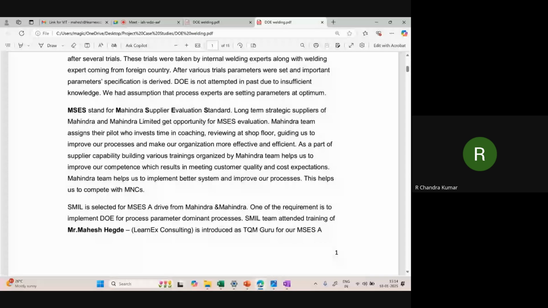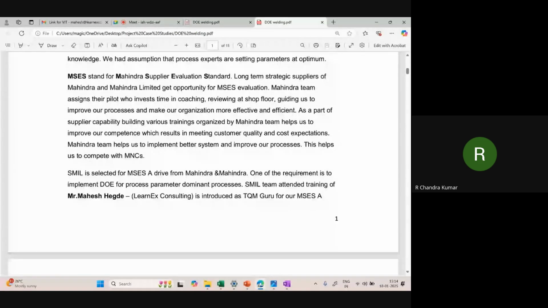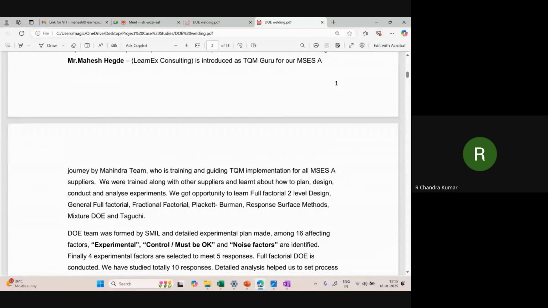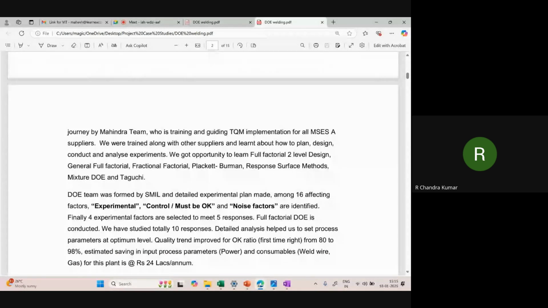And these people who came, they said, no, we don't need DOE. We are already setting the parameters, and our European person is coming and setting the parameters. Then I said, no, you are doing welding. It is compulsory to apply design of experiments to optimize your weld parameters. Then after they learned the techniques, the first thing is to segregate the factors into 3 categories.